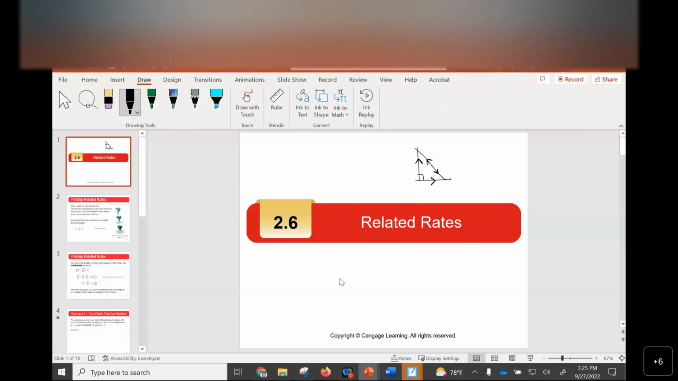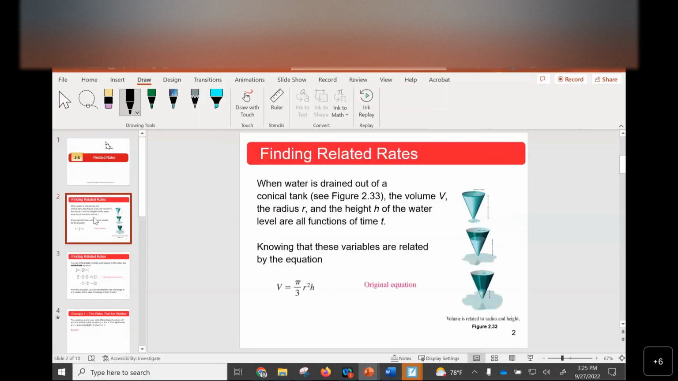Let's take a look at my first example here. Water is drained out of a conical tank. The volume, the radius, and the height are all functions of time. So this is the new part for us. This is the calculus part. Before you just had the volume of a cone, and it was related by this formula. This is pre-calculus stuff. The volume is given by square the radius, multiply by the height, multiply by pi over 3. That'll give you the volume.